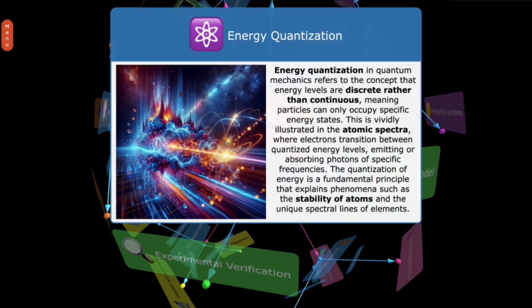Energy quantization in quantum mechanics refers to the concept that energy levels are discrete rather than continuous, meaning particles can only occupy specific energy states. This is vividly illustrated in the atomic spectra, where electrons transition between quantized energy levels, emitting or absorbing photons of specific frequencies. The quantization of energy is a fundamental principle that explains phenomena such as the stability of atoms and the unique spectral lines of elements.